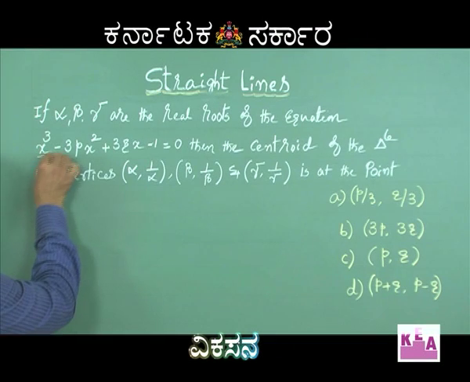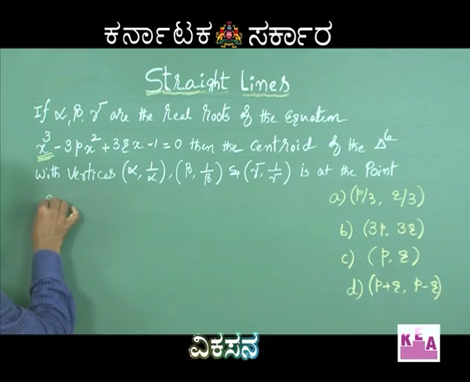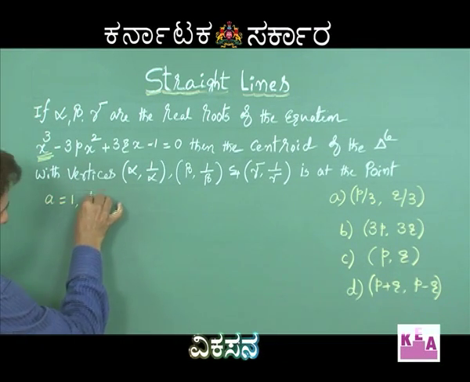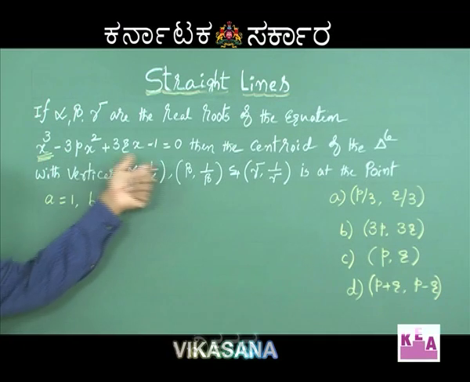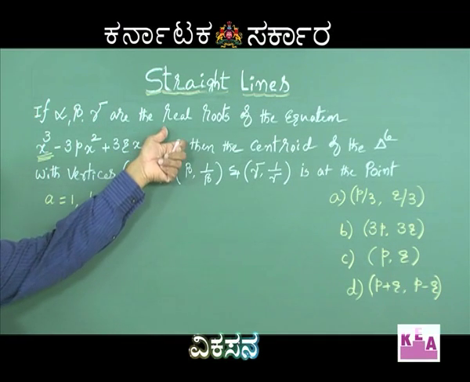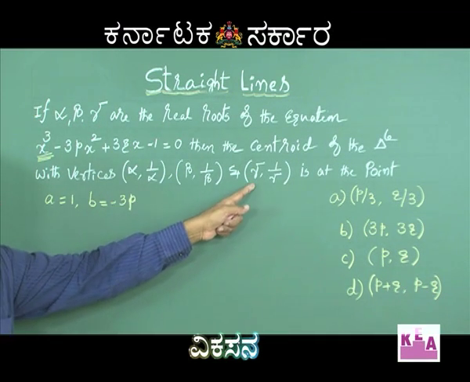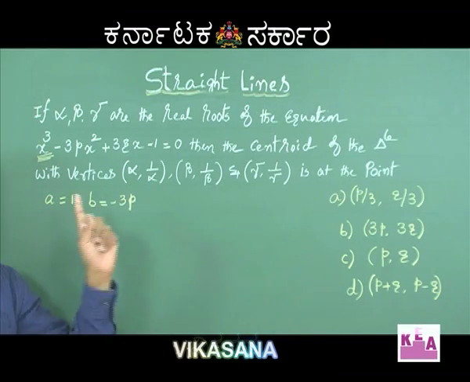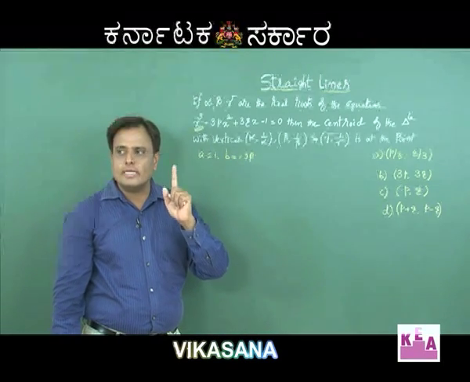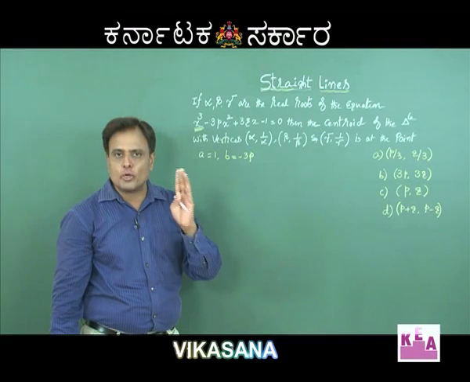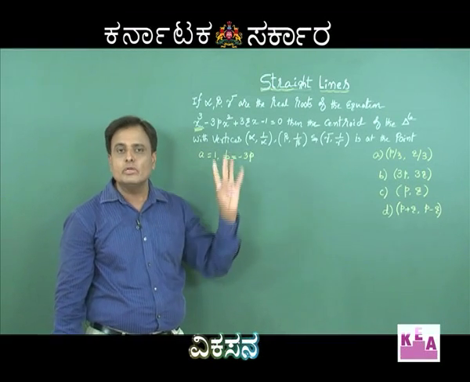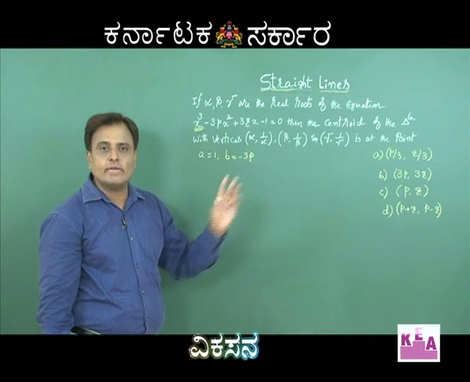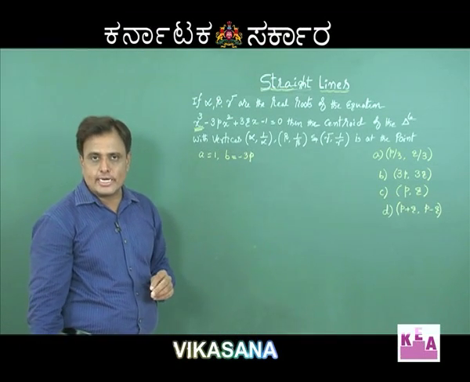See here in this given equation, a is equal to 1, b is equal to minus 3p. Definitely alpha, beta, gamma are the real roots, and anyhow we are going to add all the coordinates. That means before tackling this example, the sum of the roots, the product of the roots, and the sum of the product of two roots taken at a time definitely play an important role. First we tackle that issue, then we go for the centroid coordinates.